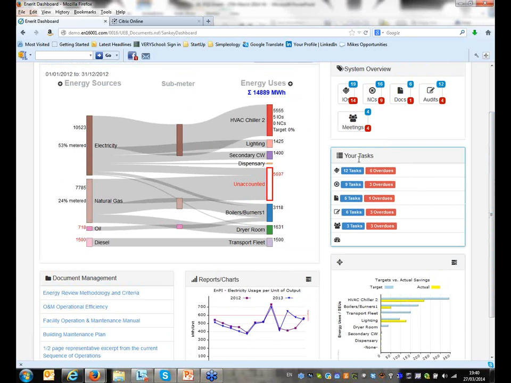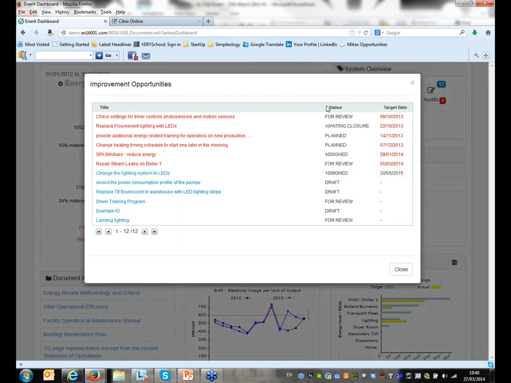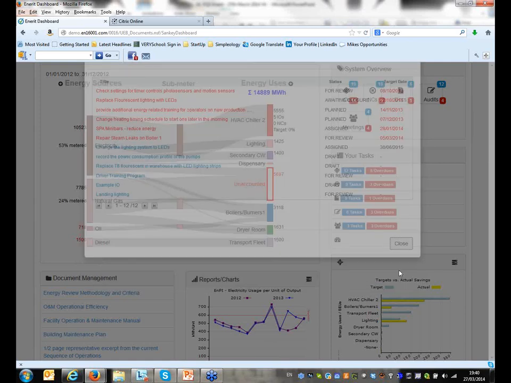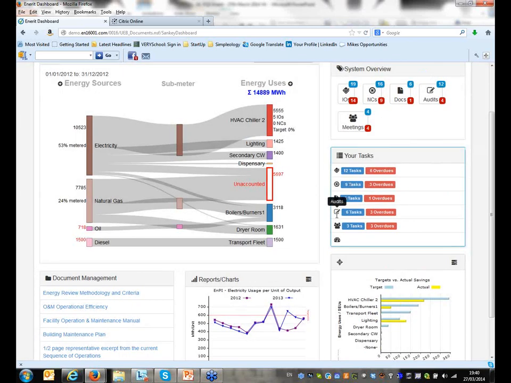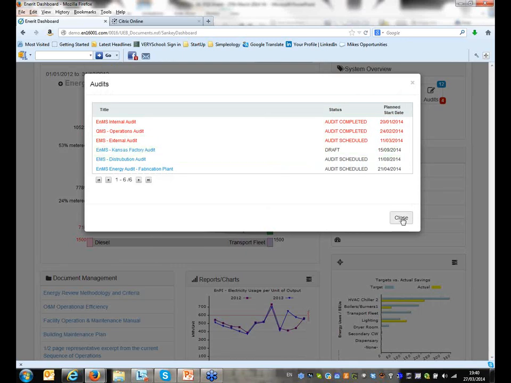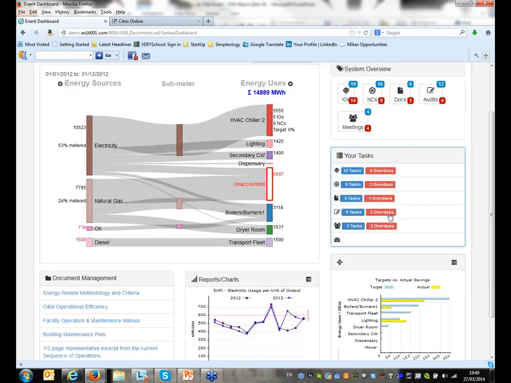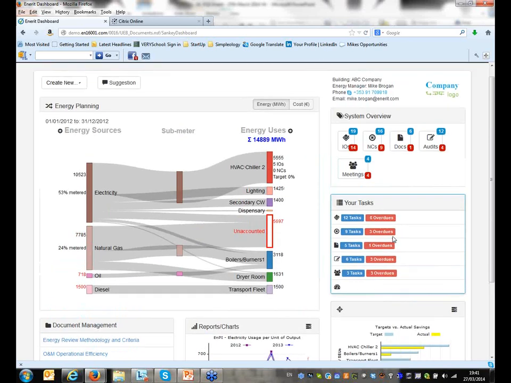Then moving up the right-hand side here, you can see you've got an area for your tasks. So this is where we're getting into things that I have to do. I've got a number of improvement opportunities that I'm working on at different statuses. I've got six here that are overdue, and some are out for review, some are awaiting closure, and they've been carried out, and I've been asked to review them to see they're okay. Some are just drafts that I've been working on and haven't submitted yet into the system. And things like non-conformances, documents, audits. I'm working on different audits within the system, and they're at different stages. And things like meetings. So these are all my tasks within this area. And when people log on, they'll see their tasks listed here, which drives continuous improvement.